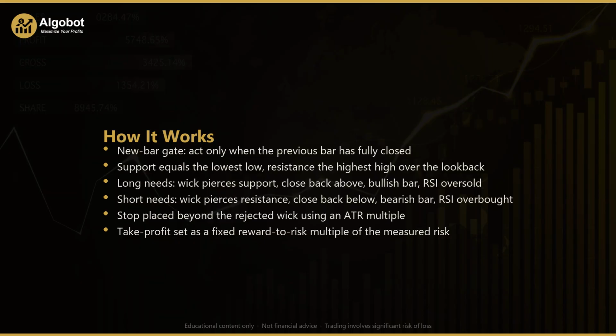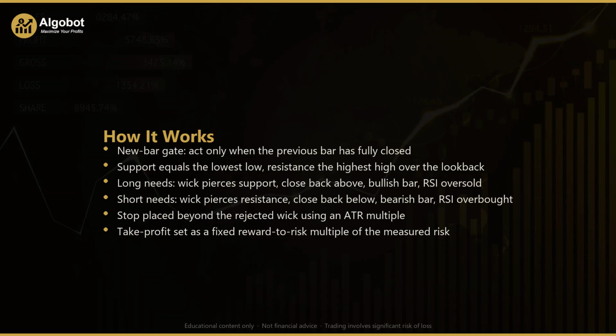First, the strategy only evaluates anything on the close of a completed bar. A new bar gate checks whether the most recent bar has finished forming, so the system always acts on settled data rather than a flickering live candle. It also confirms there's enough history for the lookback window and the indicators to warm up, and it checks that no position is already open for this magic number, because it never stacks trades.